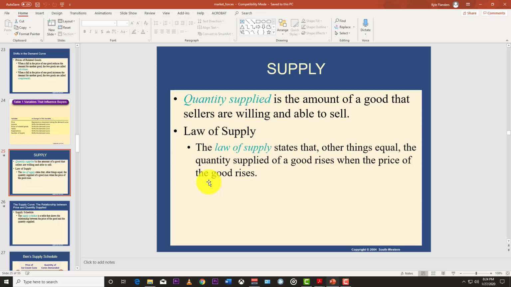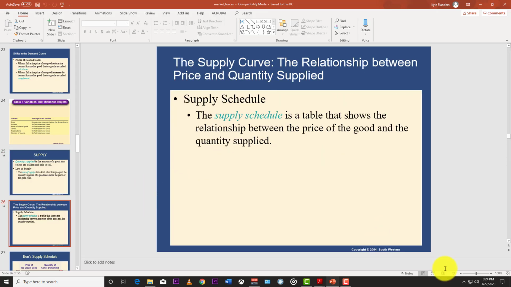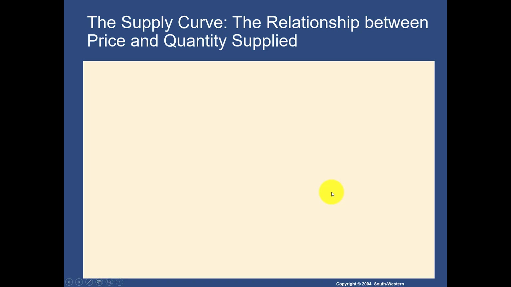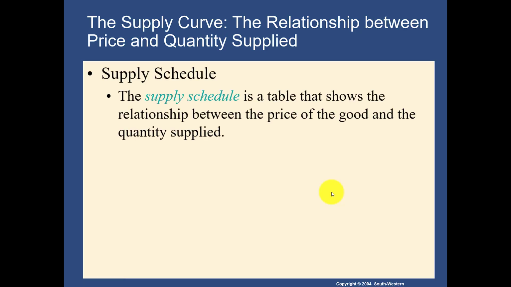So supply, as the price goes up, the supply goes up, because you want to make as much money as possible in that time frame. So that is the law of supply in a nutshell. All right, now the schedule again, same as before. The supply schedule is similar to the demand. It's just basically a table that shows the relationship between the price of the goods and the quantity supplied.